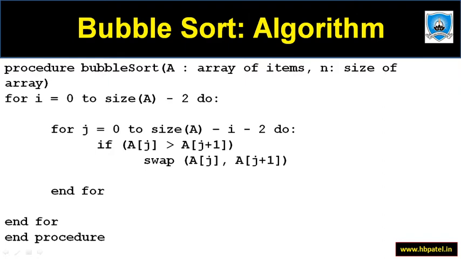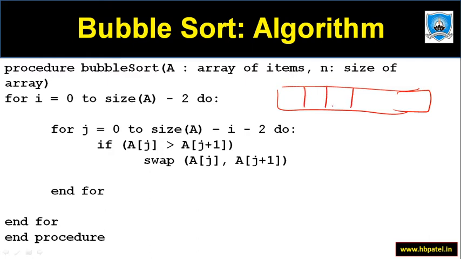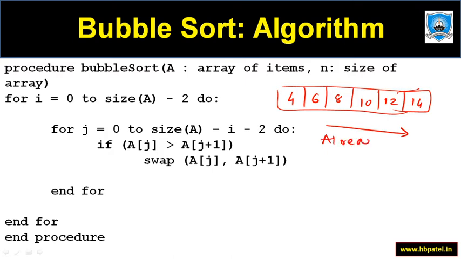Now the problem with this one is if the array is already sorted. For example, you have been given something like 4, 6, 8, 10, 12, and 14. You can see the array itself is already sorted. All right, so how does this algorithm work? In that case, it will keep on doing everything. So is there any way I can detect whether my array is in sorted order or not? Yes, there is a way.